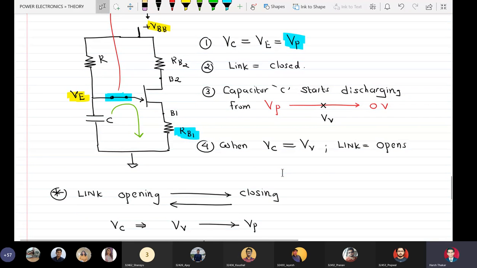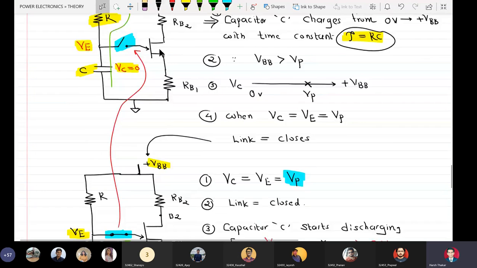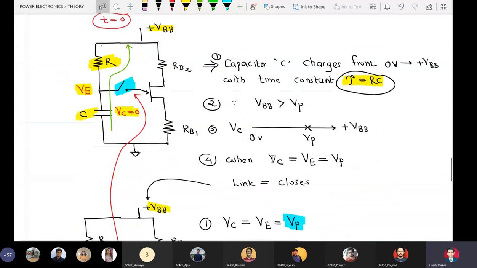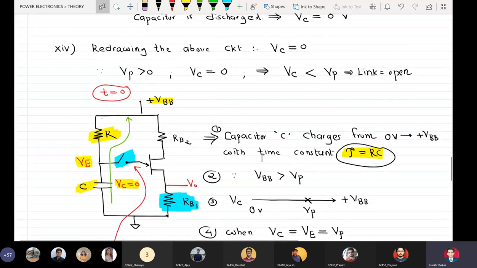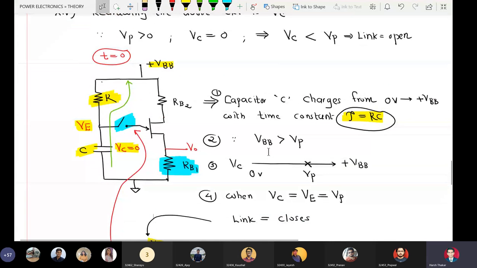Now that is okay that all these things are happening. What we're interested to know is where the output voltage is taken from. So where are the firing pulses coming from? Students, firing pulses are coming from here. This is my VO, the voltage across the resistor RB1. How do we say that? Very simple. When the link is open, the voltage across RB1 is 0, because there is no current flowing here.